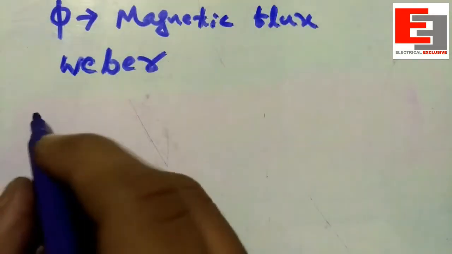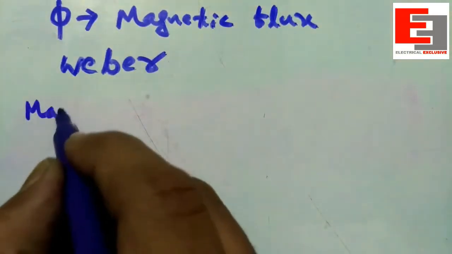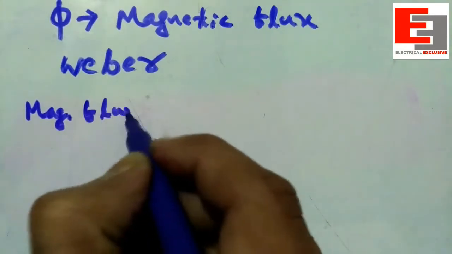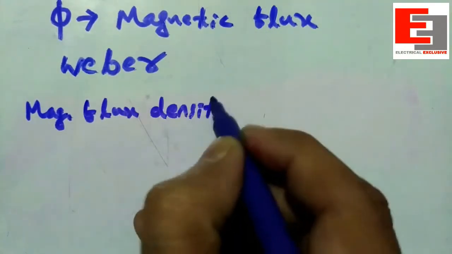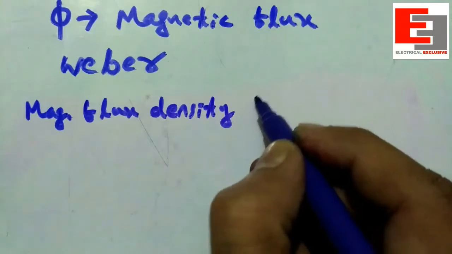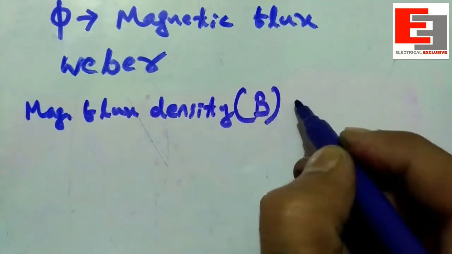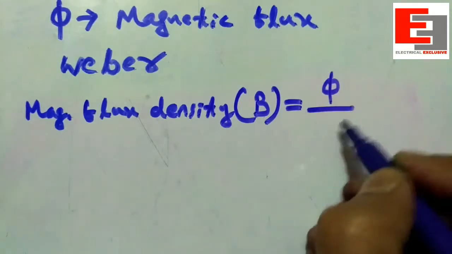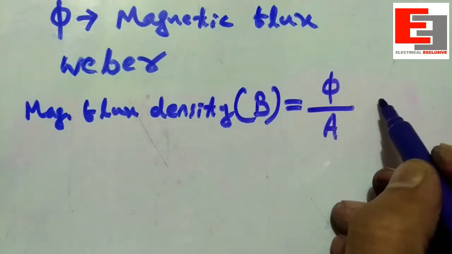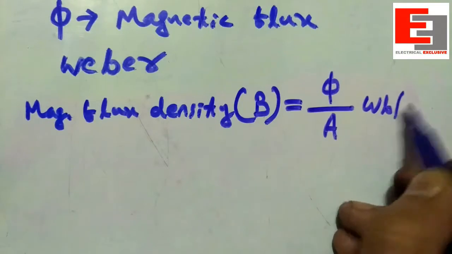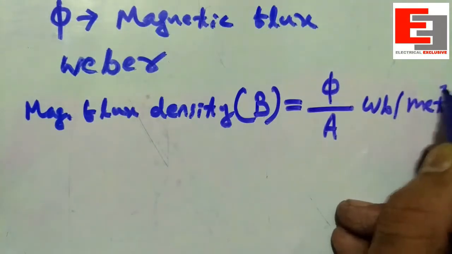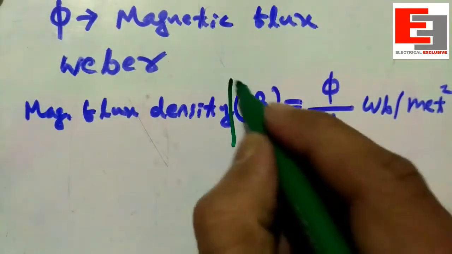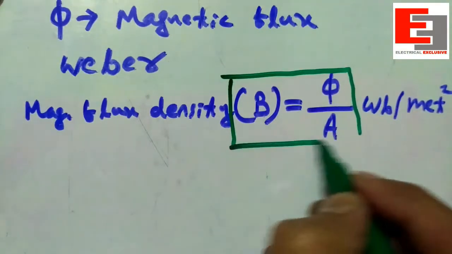Now we shall find out the magnetic flux density, which is denoted as B. B is equal to flux, that is magnetic flux, per area. The unit will be Weber per meter square. This is the equation for magnetic flux density.